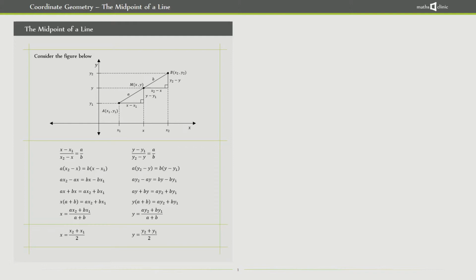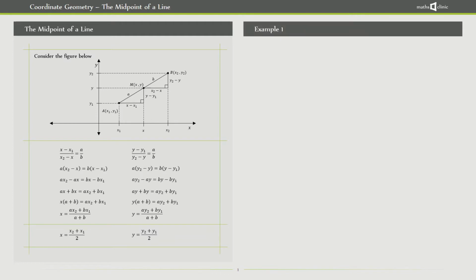That gives us a formula for finding the midpoint of a line, and it's actually very easy. If you're given a line AB, where A is (x1, y1) and B is (x2, y2), you just add x2 and x1 together and divide by 2. You add y2 and y1 together and divide by 2, and you have your values x and y for the midpoint of that line. Very simple, very straightforward. Now let's do some examples.